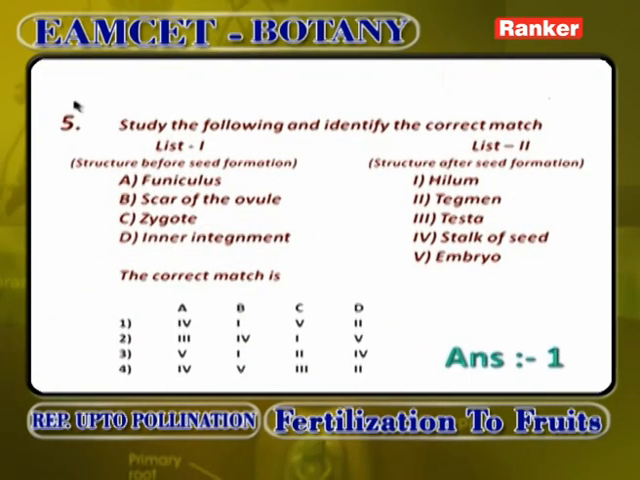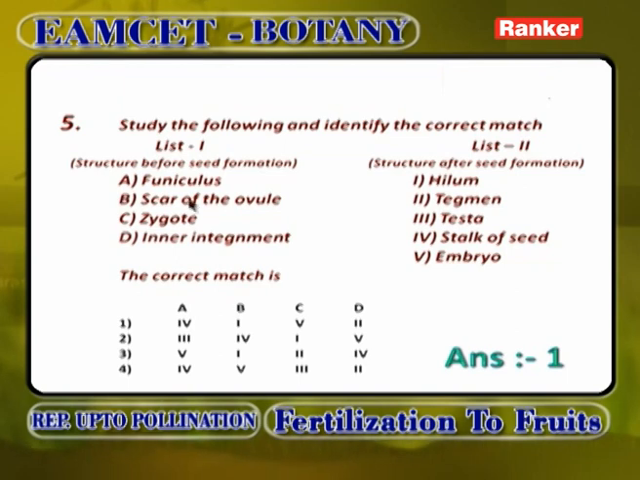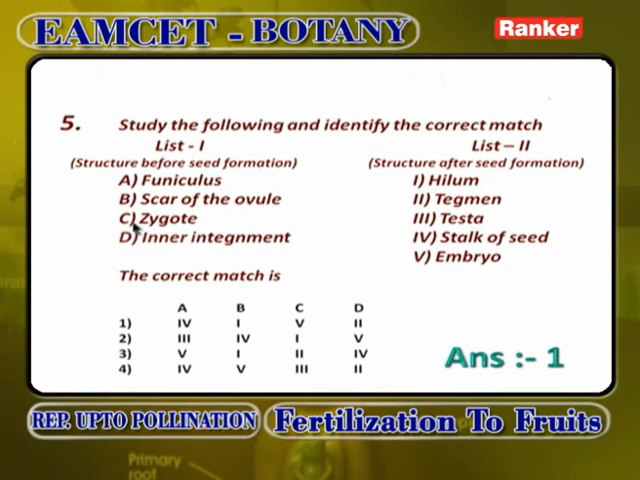Now, study the following and identify the correct match. List 1 is the structure before seed formation. List 2 is the structure after seed formation. Funiculus, scar of the ovule, zygote, inner integument. Hilum, tegument, testa, stalk of the seed, embryo. Funiculus becomes the stalk of the seed. So A is 4. Scar of the ovule, hilum.